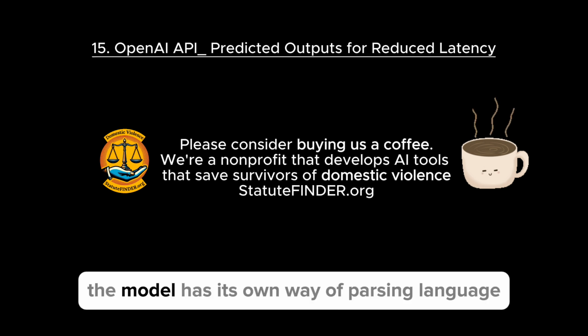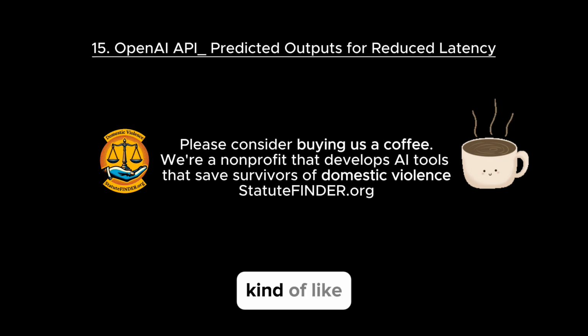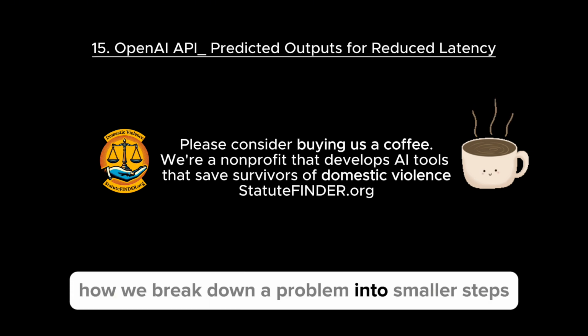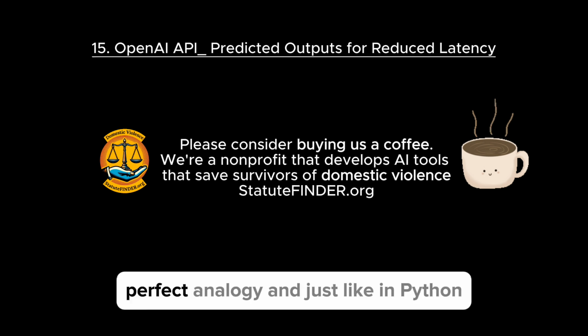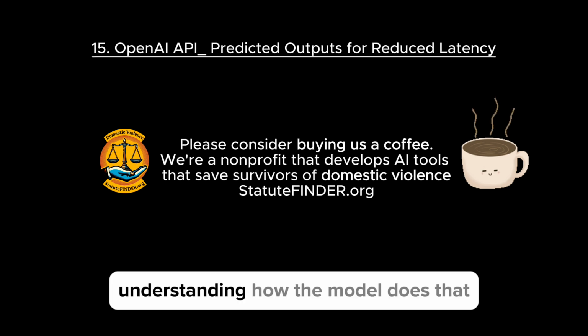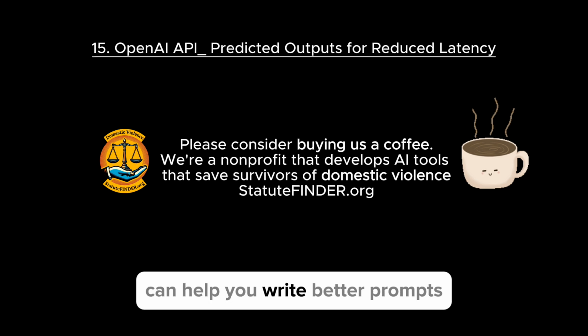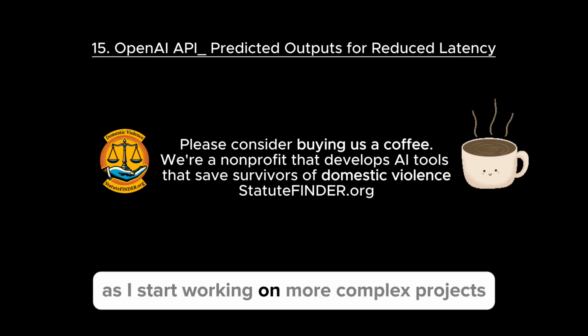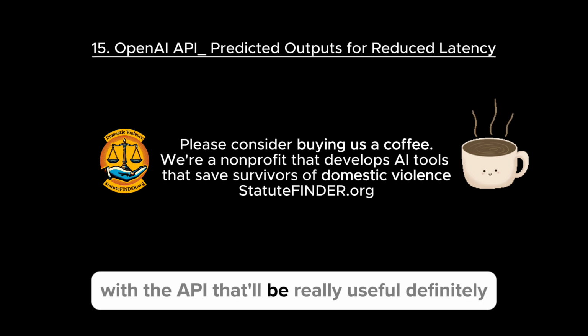So it's like the model has its own way of parsing language, breaking it down into manageable pieces, kind of like how we break down a problem into smaller steps when we're coding. Yeah, perfect analogy. And just like in Python, where efficient code is important, understanding how the model does that can help you write better prompts and keep costs down. Makes sense. As I start working on more complex projects with the API, that'll be really useful.